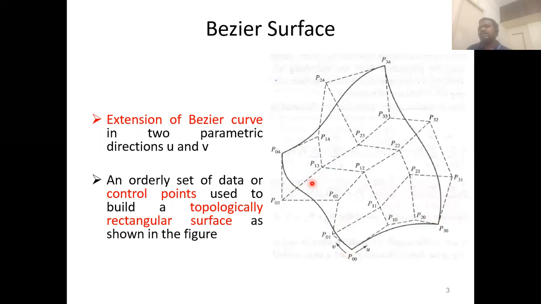Previously what we have seen is the Bezier curve, where the number of control points decides the order of the curve. In this case, if you take 1, 2, 3, 4, 4 control points are influencing this particular boundary. In this case, its order will be 3, a third order curve. Okay, so a curve is a one-dimensional entity, whereas a surface is a two-dimensional entity.